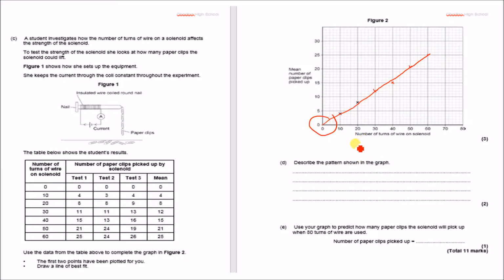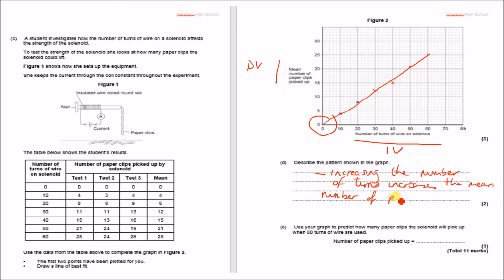So describe the pattern in the graph. Remember, when we're describing pattern, we always talk about this variable and how it affects this variable, because this is the independent variable and it's how it affects the dependent variable. So increasing the number of turns increases the mean number of paper clips picked up.